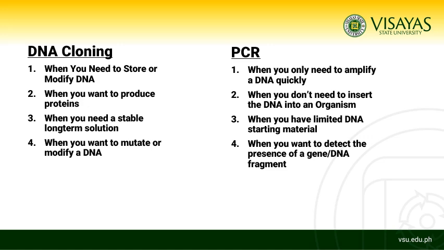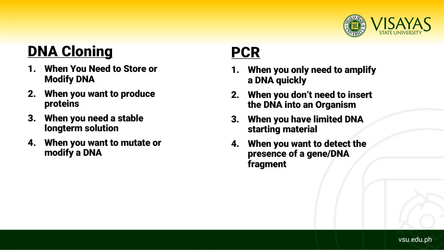So now, when do we use PCR instead of cloning? So if you only need to amplify your DNA quickly, then you can use PCR. So PCR is perfect when you need to make many copies of a specific DNA segment quickly, which, for example, you need for sequencing or for diagnosis or for forensic analysis. Then it can amplify the DNA even from very small samples.